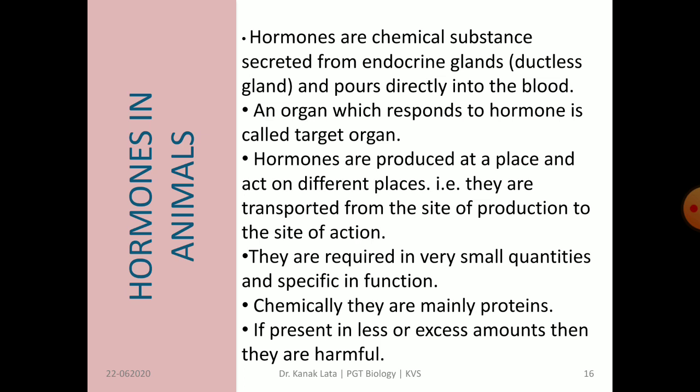Now we will discuss hormones in animals. Hormones are chemical substances secreted by endocrine glands, that is, ductless glands, and pour the secretion directly into the blood and are transferred from the site of production to the site of action.